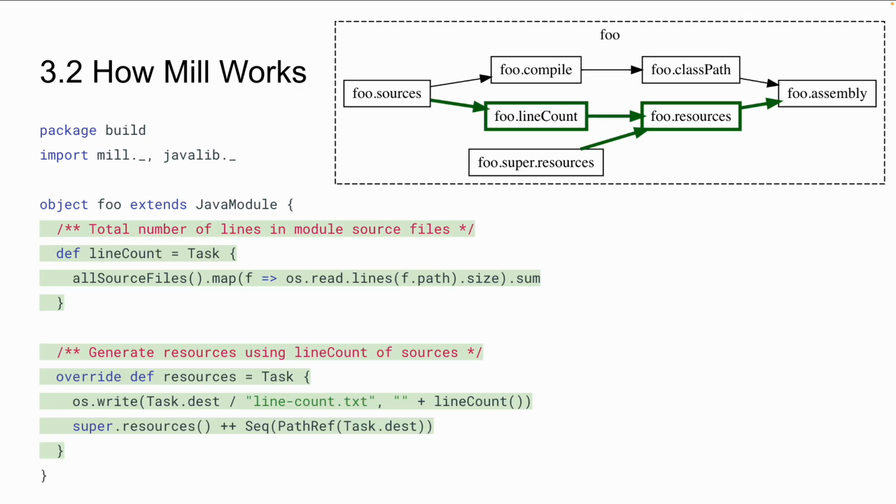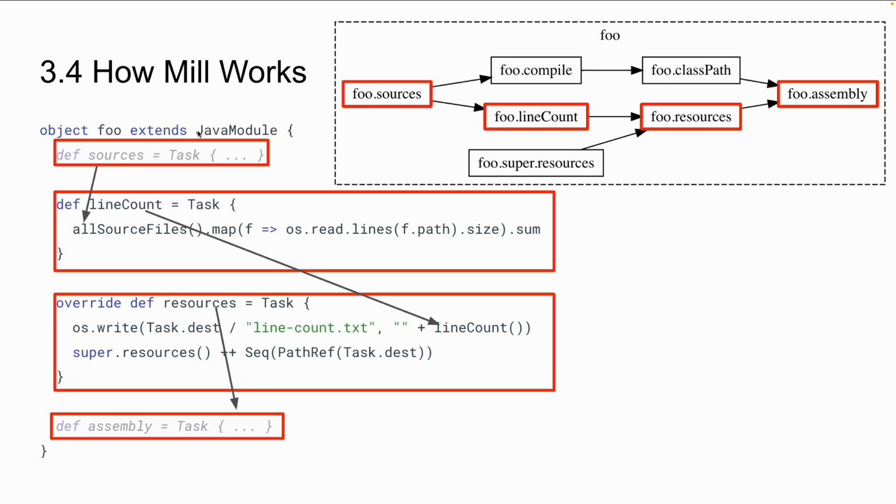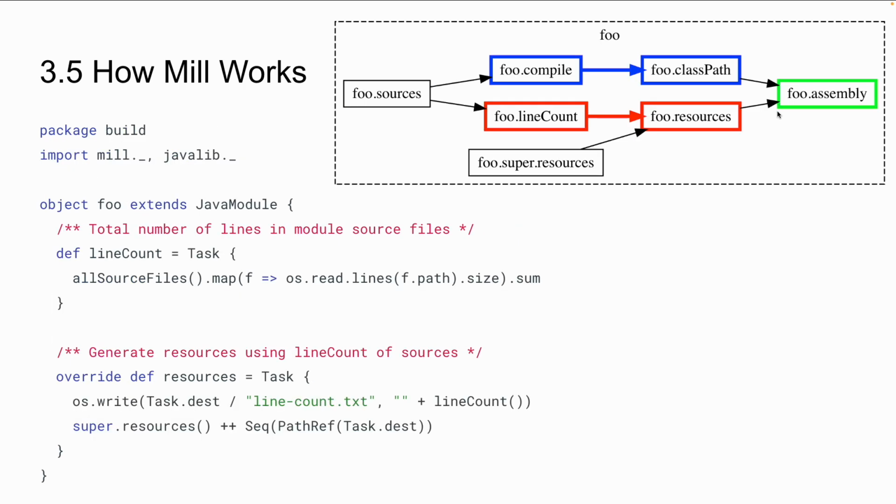So if I add a new method lineCount here, and I override resources down here, what we saw earlier, the method call graph changes, as we see in the top right. And in the same way, your build task graph also changes. So if I show the sources and assembly down here, just to show you the thing that was actually inherited, you'll see the data flow graph through your methods: your sources gets used here, lineCount gets used here, resources gets used here. It's exactly the same as what we have conceptually in your build.